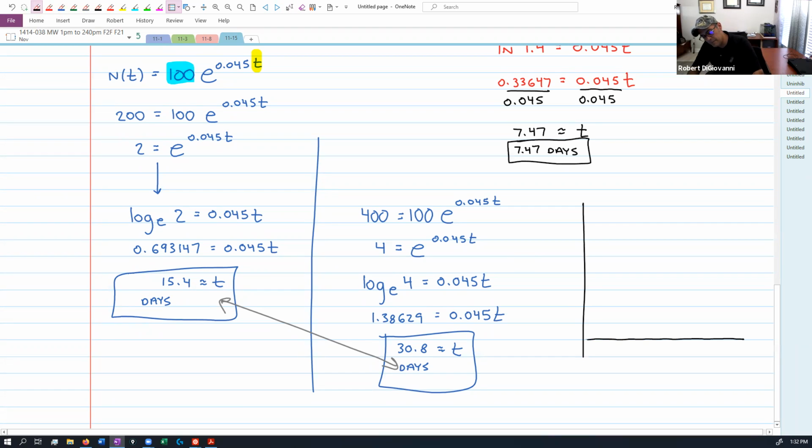If this is time at 0, here's time. At 0, we were at 100, right? At 15.4 days, we were at 200, right? So at 0, we're at 100. At 15.4 days, we're at 200. And then to get to 400 took another 15 days, 30.8. Like that, right? Go with me?